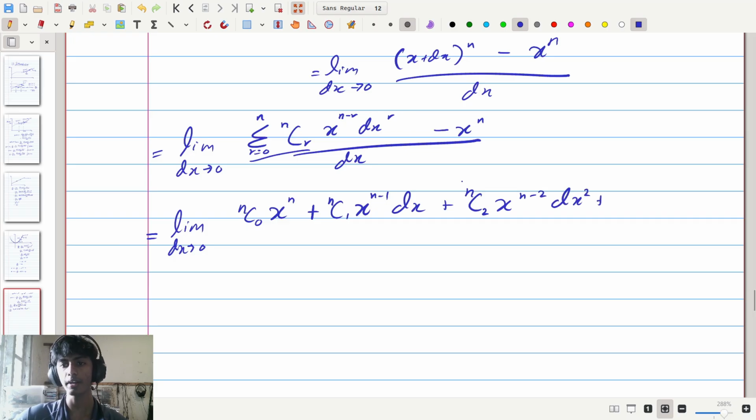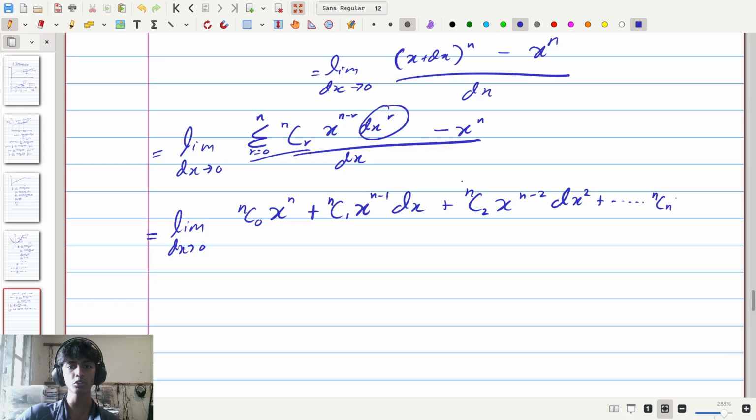Or dx squared. Plus, and then this goes on for a bunch of terms, and the very last term is going to be when r equals n, so n choose n. x to the power of n minus n is going to be x to the power of 0, so just 1, which we are going to ignore.